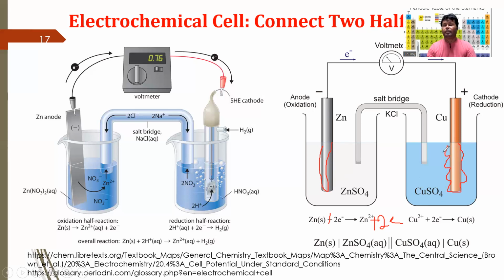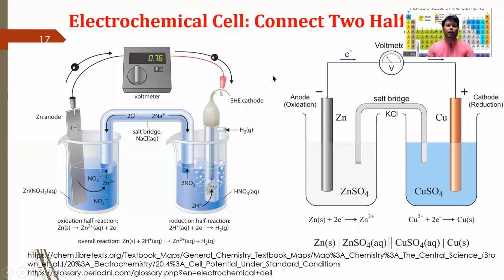So here the reaction proceeds this way, and we can represent it. This is a half cell, this is another half cell, so this is a complete cell or full cell. So we can represent the electrochemical cell this way. What is the representation? First the metal, and then the electrode and electrolyte, and then electrolyte, electrode.